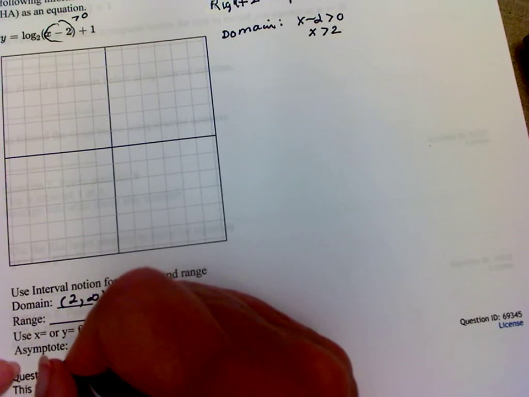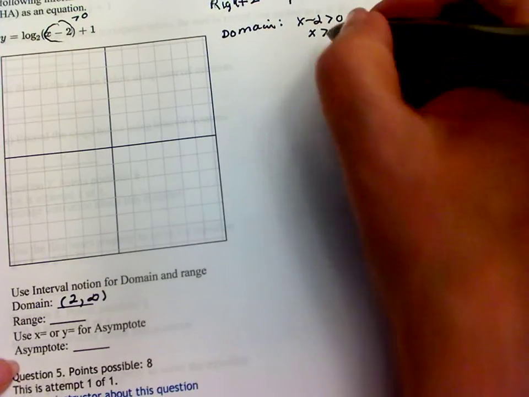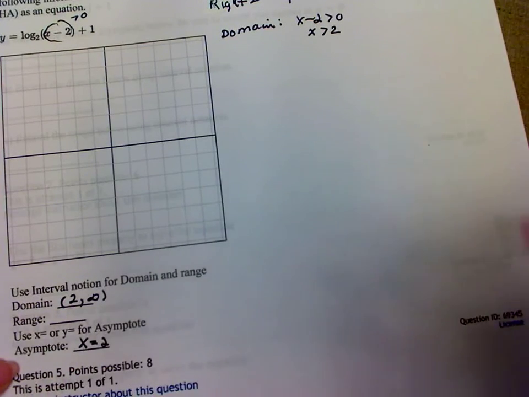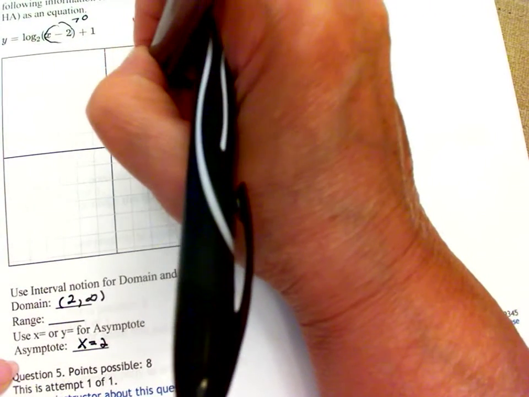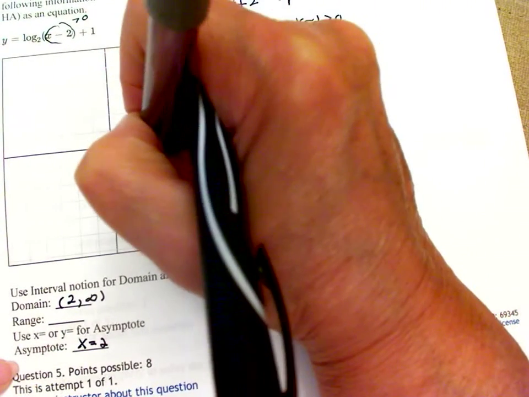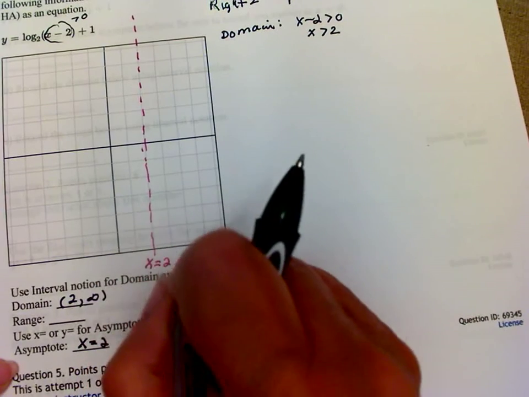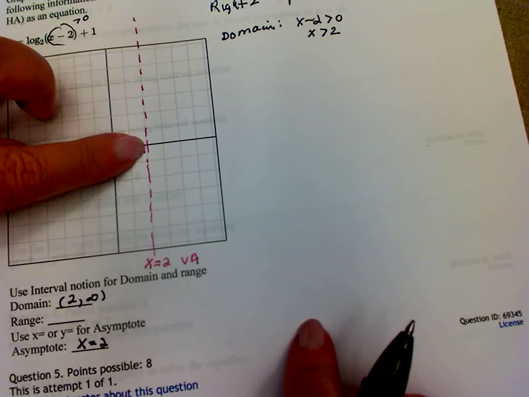An asymptote, well, we know that logarithms have a vertical asymptote. It would be at x equals 2. So now, just like I would with my rational graphs, I'm going to put in my VA at x equals 2. And that means I can only choose coordinate points that are to the right of 2.